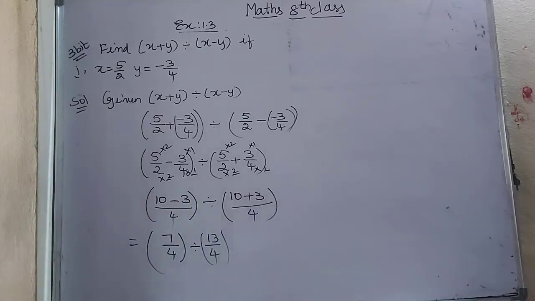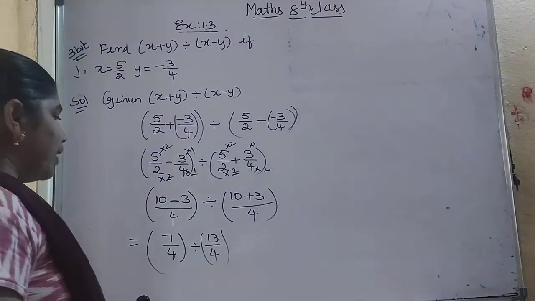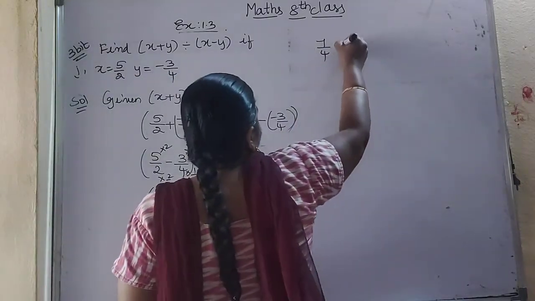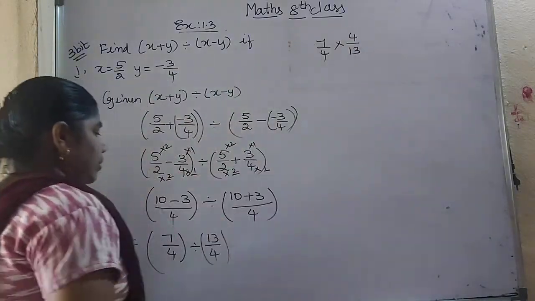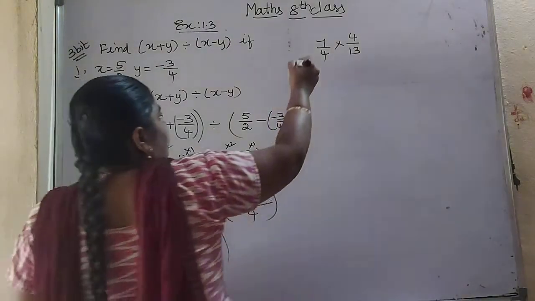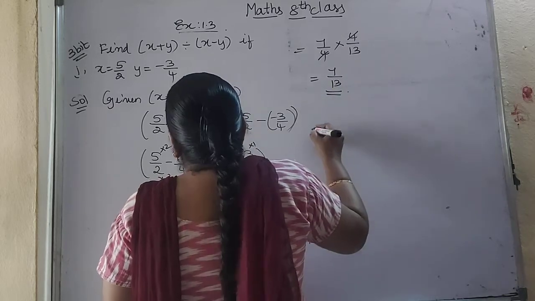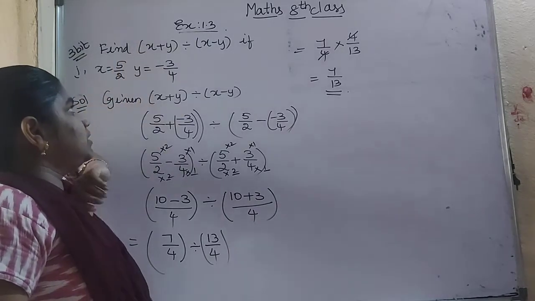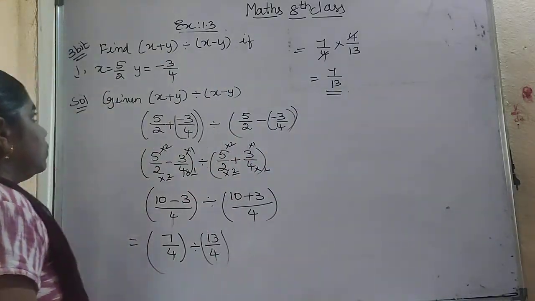Now how to divide these two rational numbers? Already I told you that the second term will be reciprocal and the division symbol will be converted to multiplication. So we can write that as 7 by 4 into, this term reciprocal, that means 4 by 13. Here 4 will get cancelled and the answer is 7 by 13. So if you substitute 5 by 2 in place of x and minus 3 by 4 in place of y, after solving you get the result 7 by 13. So this is our first one.